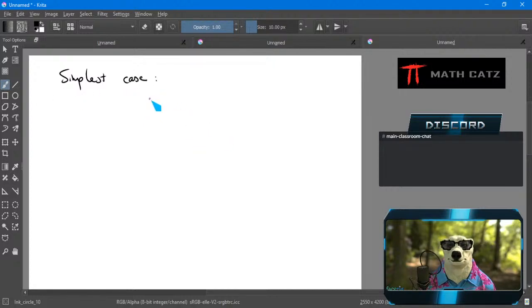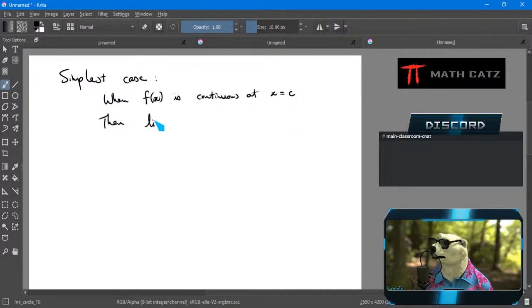We have touched on this simplest case in the past, when my function is continuous at the x value in question. And in the behavior limit question, that x value is where I'm headed. Then the limit as x approaches that value of my function is simply the y value when I plug in that x value.